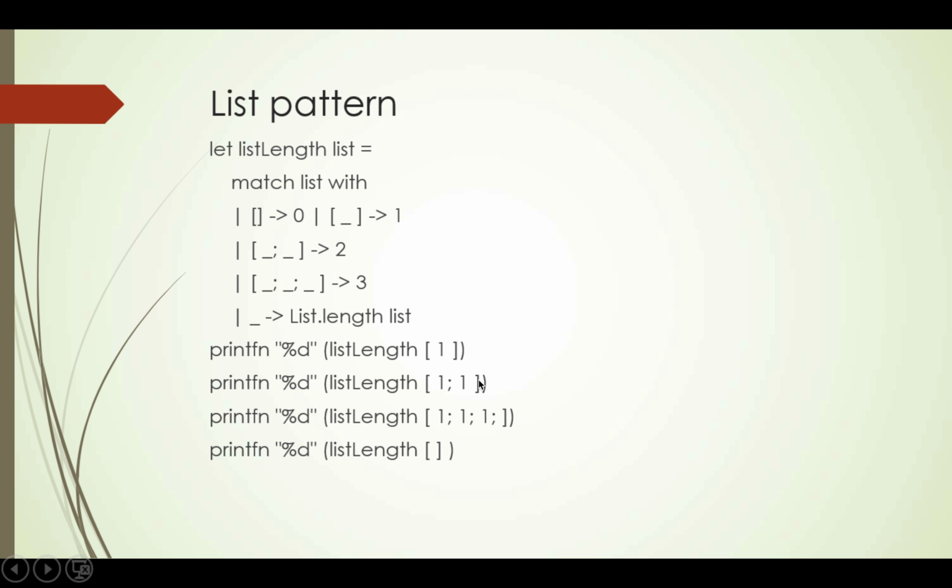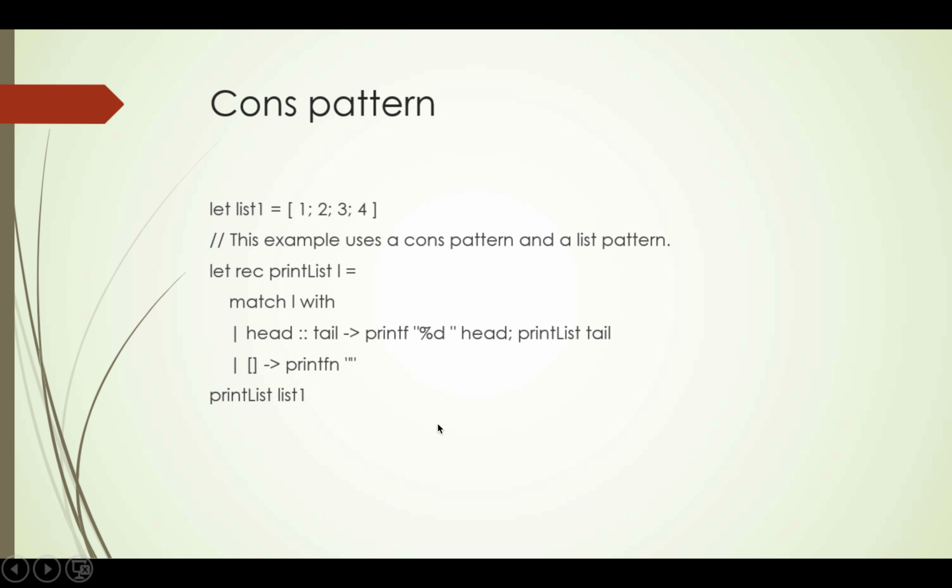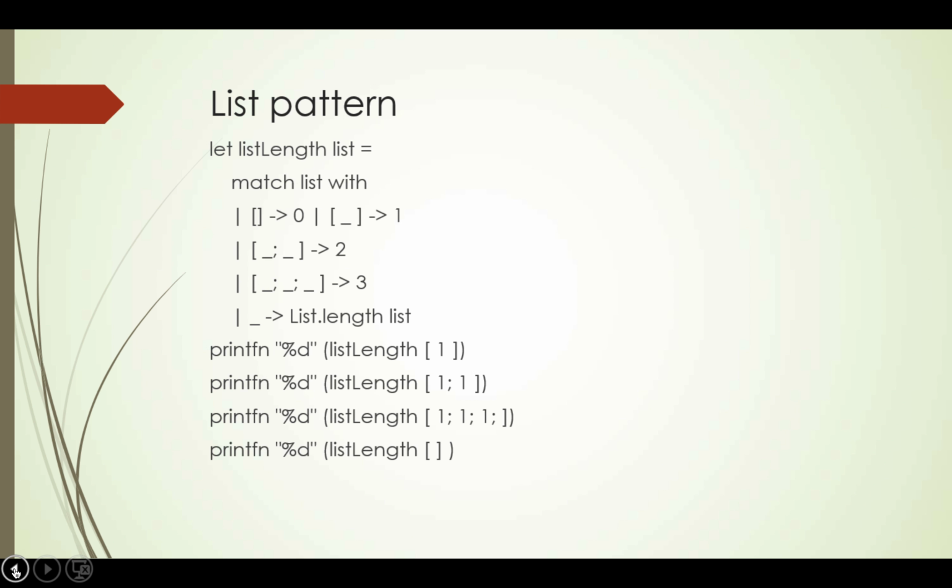Then we have a list length of 1 and 1. We have 1, we go back through, this means there's only 2 things in our list, so it's going to print 2. And for the third one, it's going to pass through our list containing 3 1s. Which goes through, it's not empty, there's not only 1, there's not only 2, but there's 3. So it's going to return 3. And then for our last one here, we're passing through an empty list, so then it matches our empty list here and prints out 0.